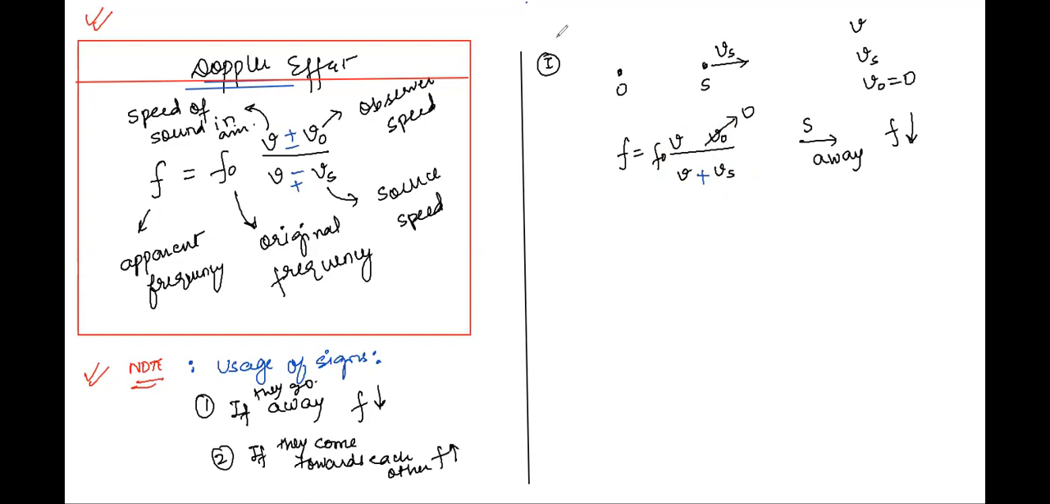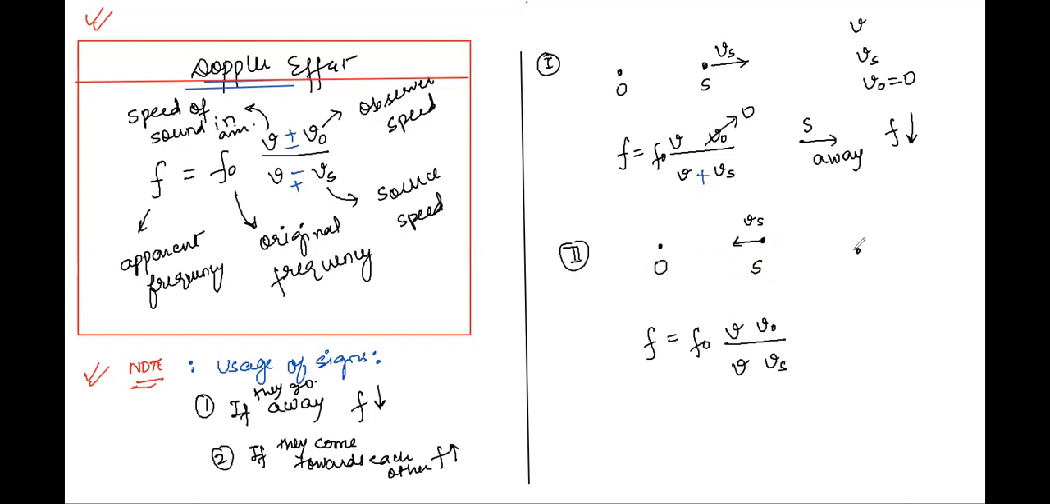Let's take case two. Let's say the observer is again stationary, but the source is coming towards the observer. Now tell me what should happen. Again, f is equal to f naught into V, V naught, plus or minus, we'll decide later. Here also V, Vs, plus or minus, we'll decide later, right? Now tell me, the source is coming towards the observer.